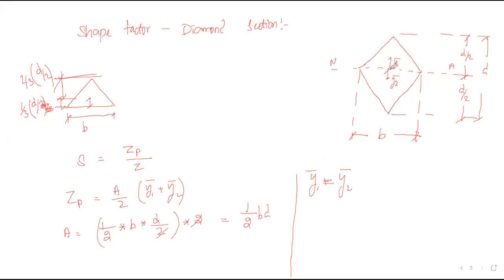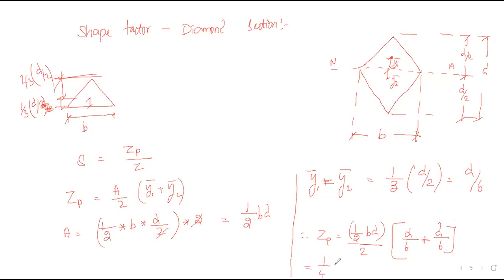Here we are going to calculate from the neutral axis. So the distance is 1/3 of d by 2, so our distance is d by 6. Therefore, the ZP value becomes A by 2, that is half into B into D as the area, divided by 2, into D by 6 plus D by 6 because of section symmetry. So the total value becomes 1 by 4 times BD into 6, I am going to take as common, so 2D I can get.